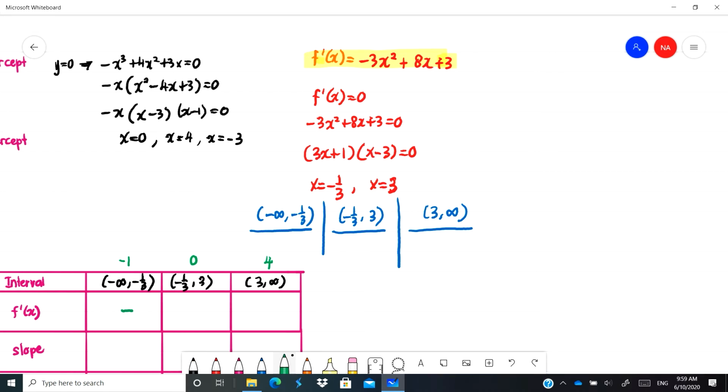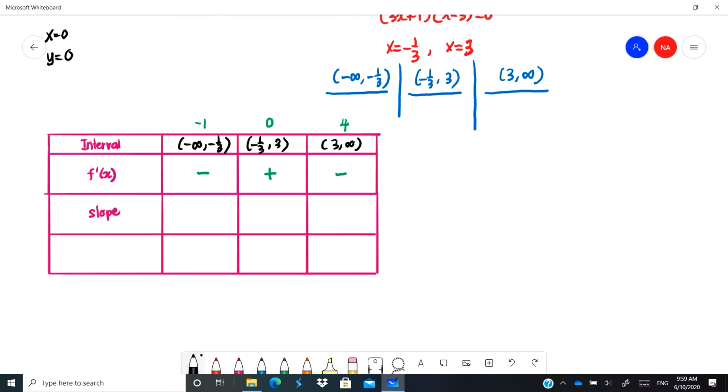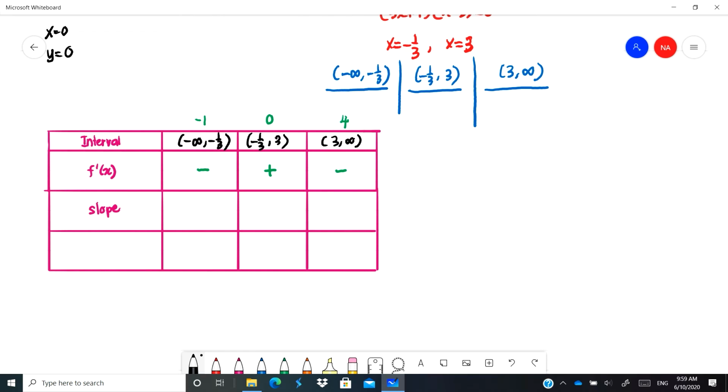When you substitute 0, you get 3, which is positive. And the last one, if you substitute the value of 4, you get negative: negative 3 multiplied by 4 squared, and then plus 8 multiplied by 4 plus 3. We get negative 13. So a negative number. So we note that for the first interval, it is negative, so it is actually decreasing.